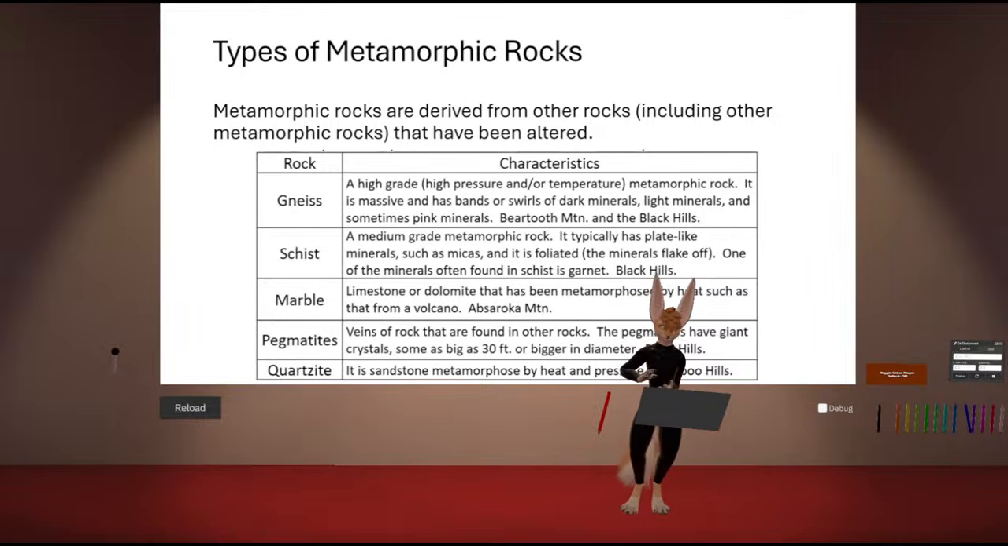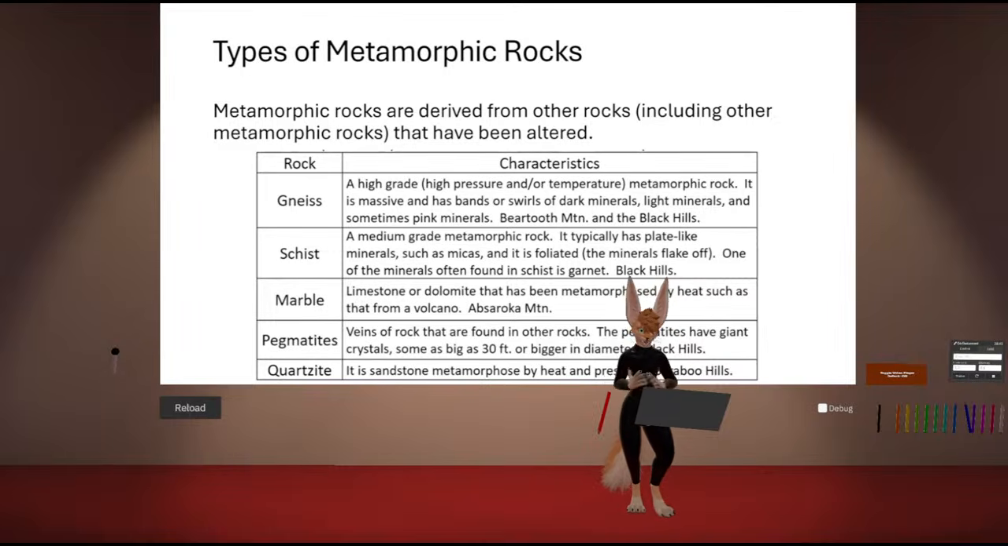Schist, a medium-grade metamorphic rock, typically has plate-like minerals such as micas, and it is foliated, with minerals flaking off. One of the minerals often found in schist is garnet, which is found in the Black Hills.